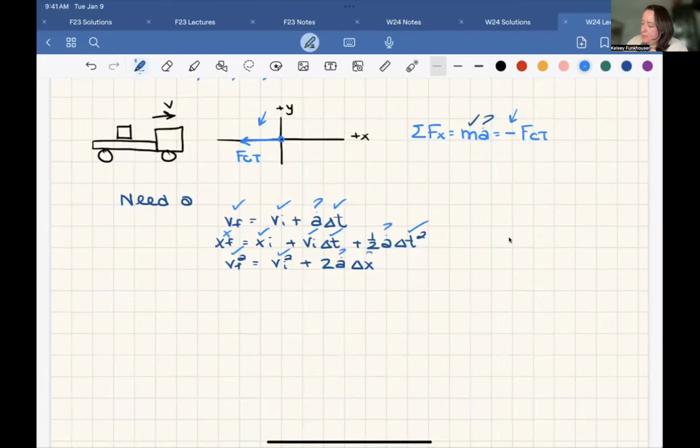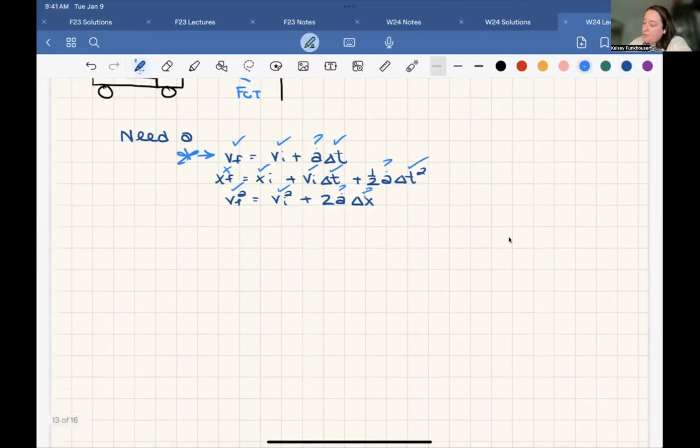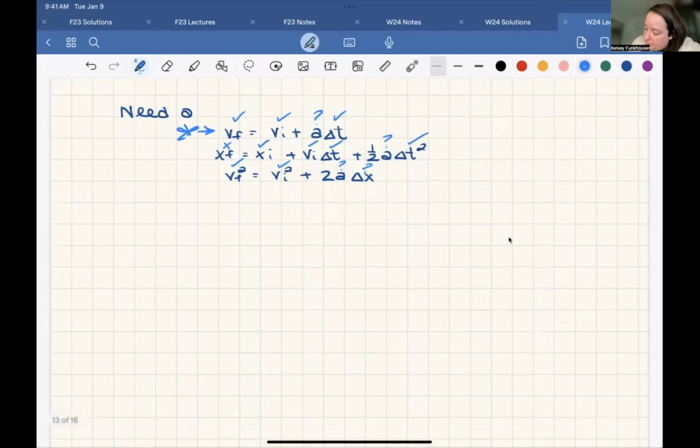This one, we know this, we know this. We don't know either of these, and time's not even in there, so it's like wasting one of the things we know. So obviously, this is the one that only has one thing we don't know, and nothing we aren't concerned about in this problem. So that's the one we're going to use. We're going to use this equation, v final equals v initial plus a delta t.